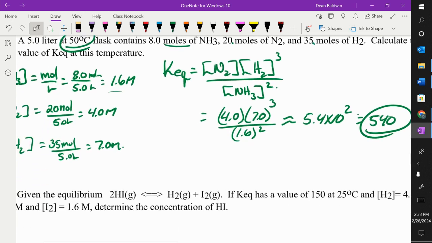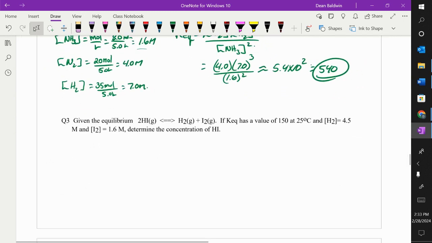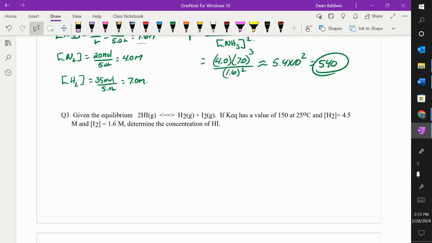All right, one more. Now, if you know KEQs, you can calculate concentrations. So here's our reaction. Hydrogen iodide breaks down into hydrogen gas and iodine. The KEQ is 150 at 25 degrees, and we measure the concentrations of H2 and I2 to be 4.5 and 1.6 respectively. We need to calculate the concentration of HI.